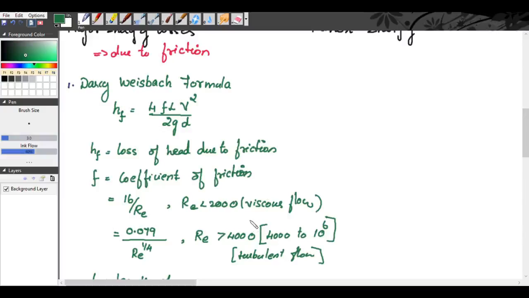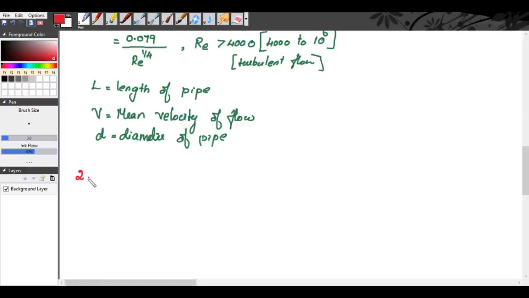Now we have one more formula to determine the major energy losses, that is energy losses due to friction, and that second formula is called Chezy's formula. Chezy's formula is HF is equal to F dash by rho G multiplied by P by A multiplied by L V square. HF means loss of head due to friction, that is major losses.